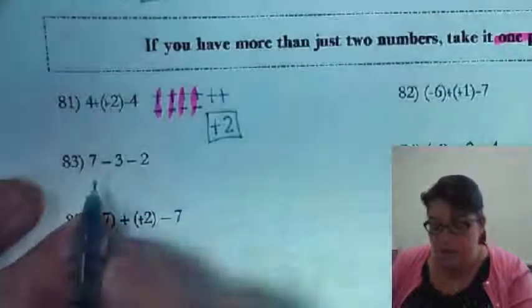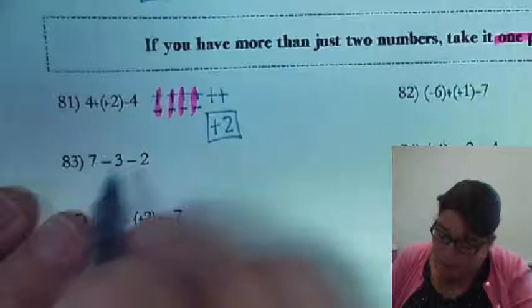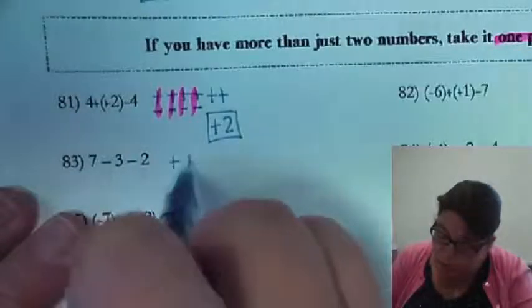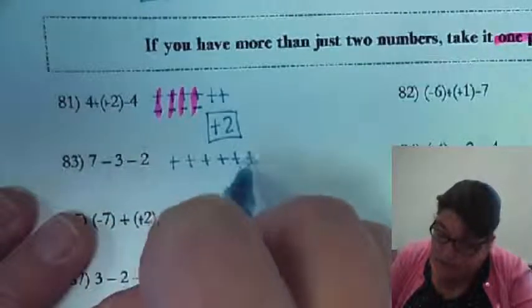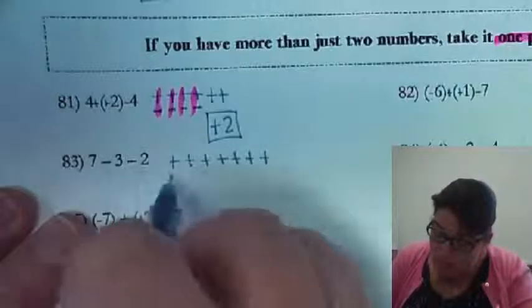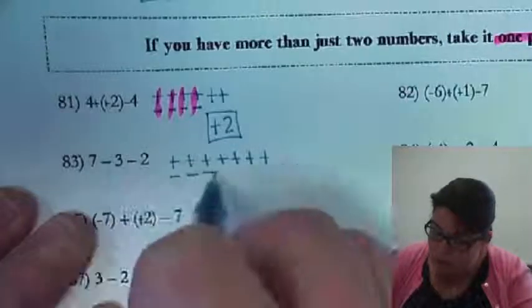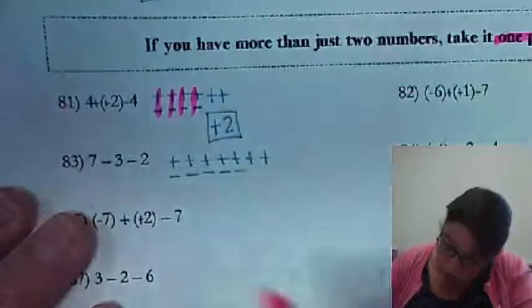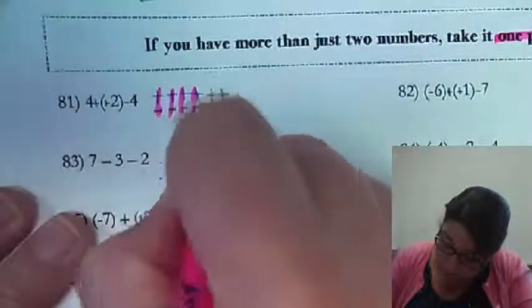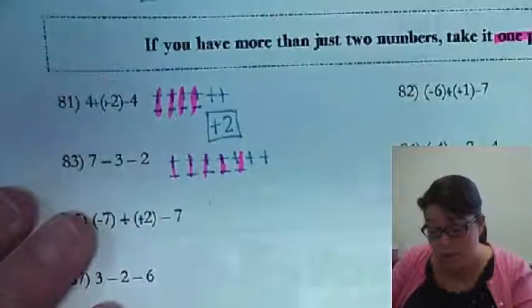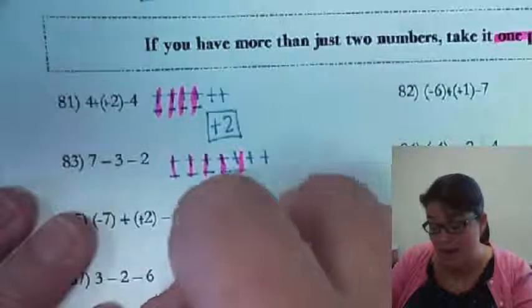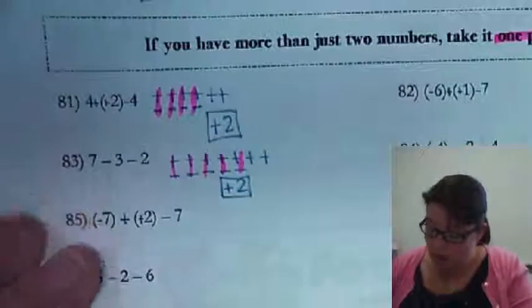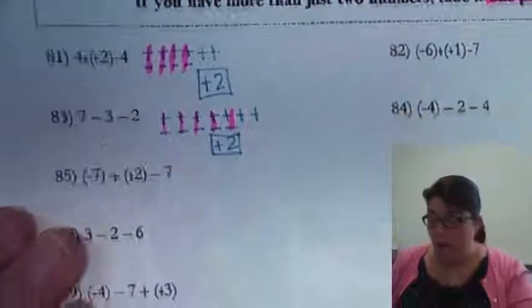What about number 83? Here I have positive 7, 1, 2, 3, 4, 5, 6, 7, negative 3, 1, 2, 3, and negative 2, 1, 2. Cross out the ones that are lined up. And what am I left with? Positive 2 again. Awesome.